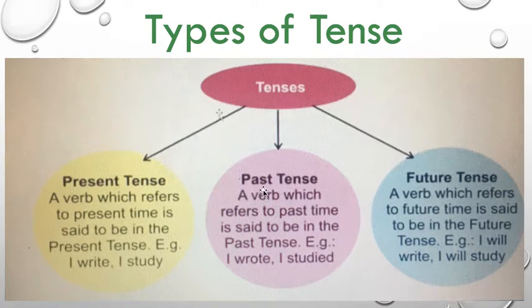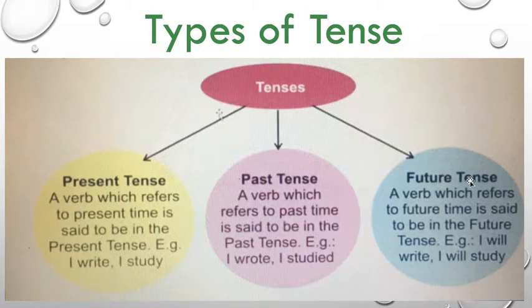Next, the second one, past tense. A verb which refers to past time is said to be in the past tense. So an action or state which already happened in the past is known as past tense. Example: I wrote, I studied.